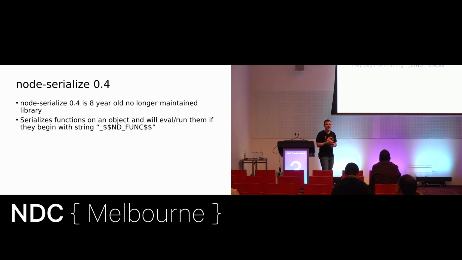But interestingly, it also provides the ability to serialize functions on an object. And even better than that, if these properties begin with the string ndfunc, it runs them. And that should be running alarm bells for people at this point. We have a serialization library that if you give it a blob of JSON that has this string ndfunc in it, that library will take what's in that property and run it. I'm not sure why you would ever want to do that.